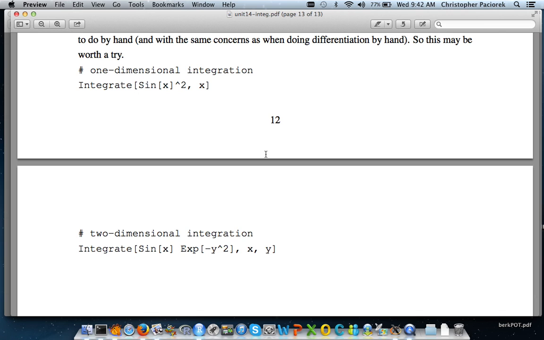And the form in Mathematica takes a form something like this. You give it a function, and then you tell it what are the symbols that you want to do the integration with respect to. And you'll often be able to get a nice answer as a result of that.